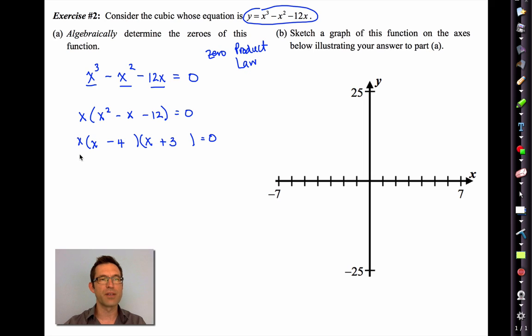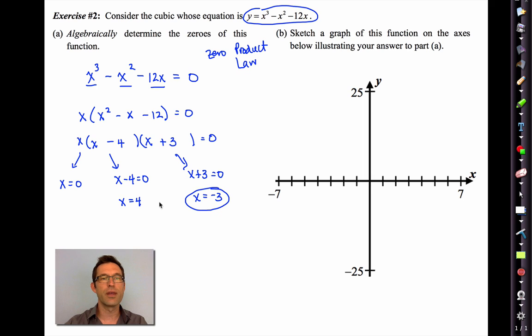And now the zero product law makes it very easy, right? I can set this thing equal to 0. I can set this equal to 0. And I can set this one equal to 0. And so I find 3 zeros or x-intercepts. One at negative 3, one at 0, and one at 4.